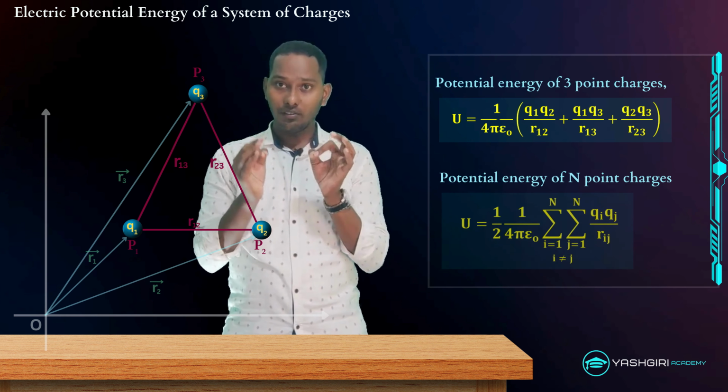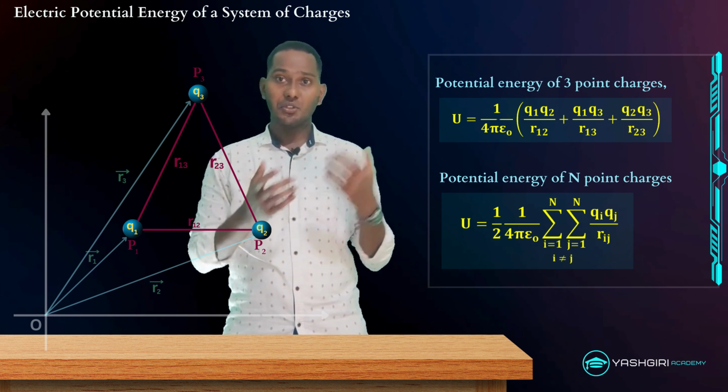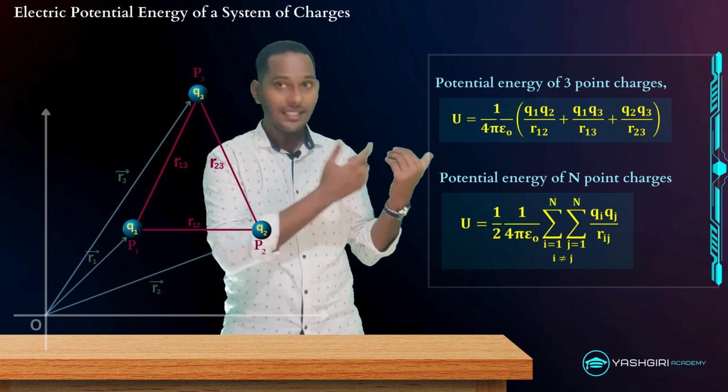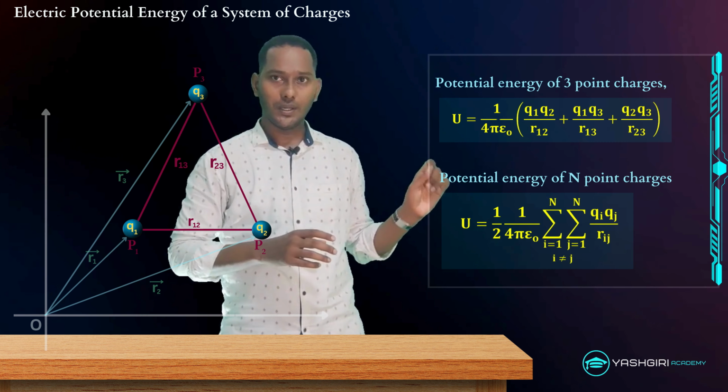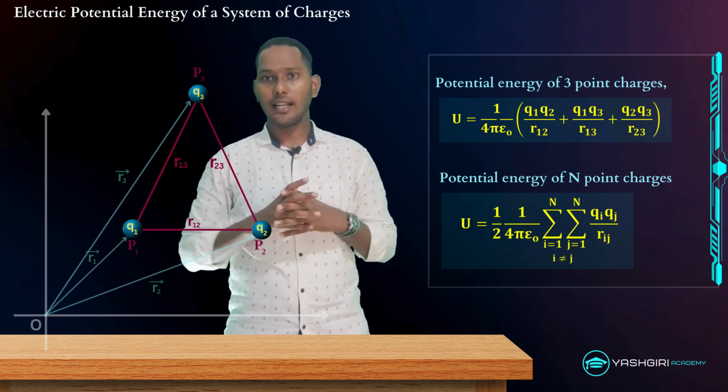half times 1 upon 4 pi epsilon naught. I'll be making use of a double summation here: summation i equals 1 going to n, and summation j equals 1 going to n, where i should not be equal to j, of q_i q_j upon r_ij.